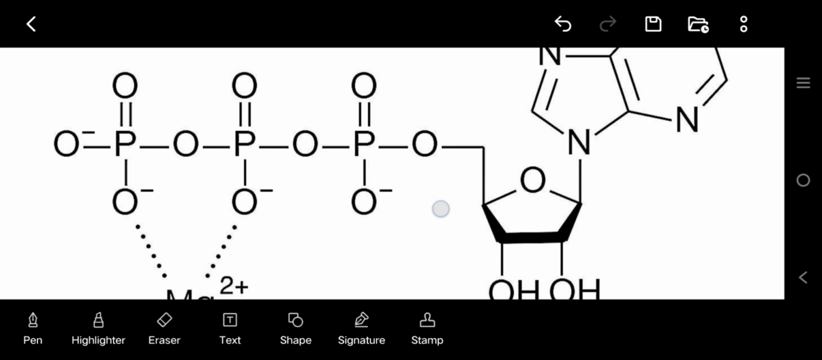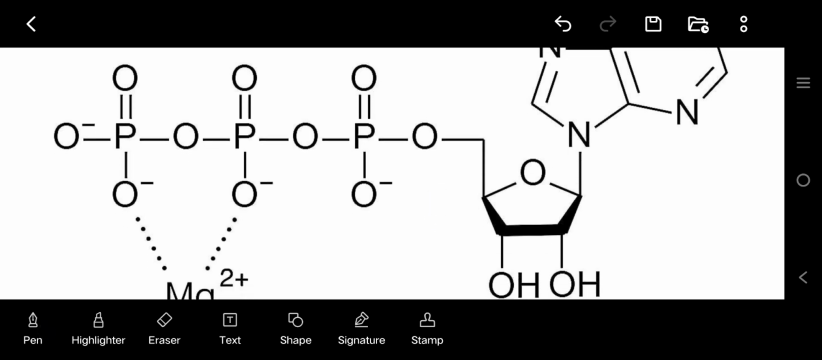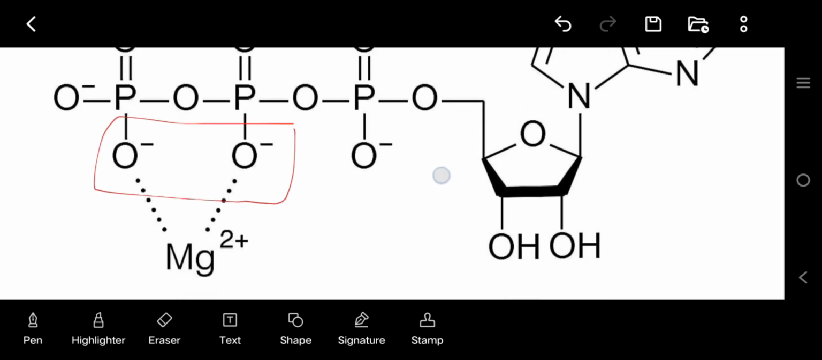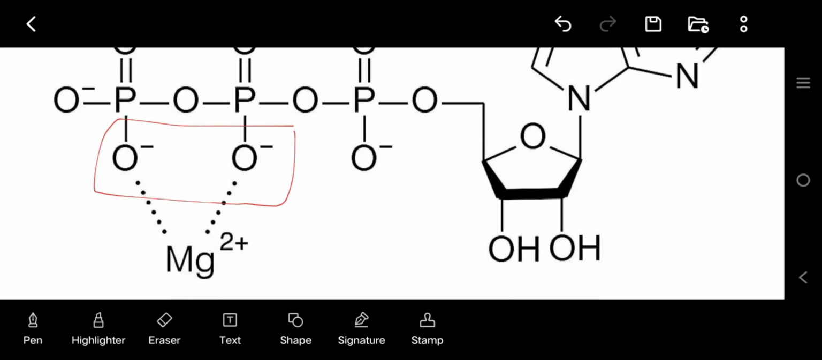So there is a force of repulsion between these negative charges, which makes this molecule very unstable. Inside the cell, positively charged magnesium ions are present. So this positive magnesium binds to these negative charges and reduces the repulsive forces between these charges. So it makes this molecule a little bit more stable.